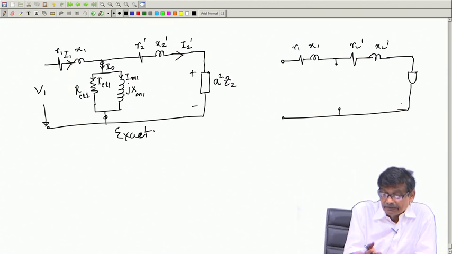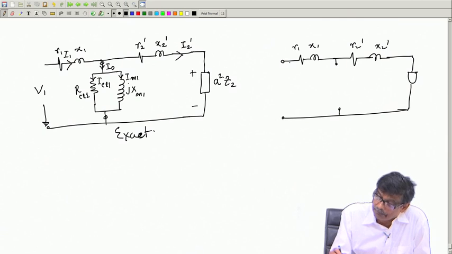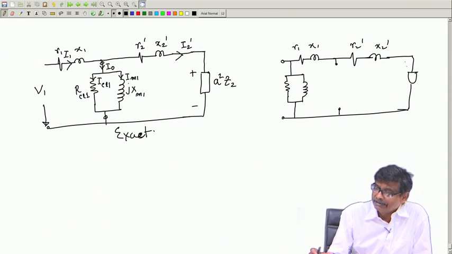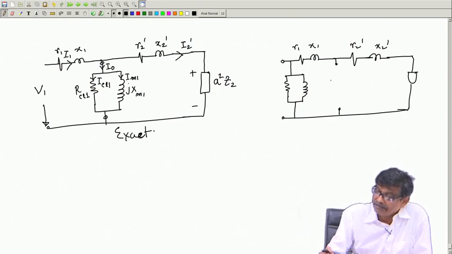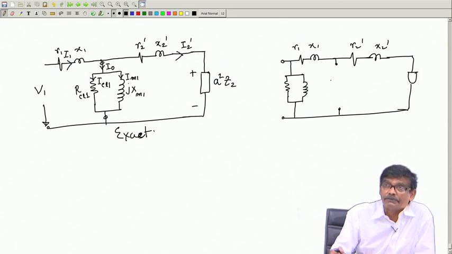Somebody says, oh, you are totally neglecting this branch. Then I will say, okay, I will not neglect that branch, but I will show it at the beginning. So that I have got some computational advantage now, that branch present here makes it much more complicated than what it was here. That is what I am telling.